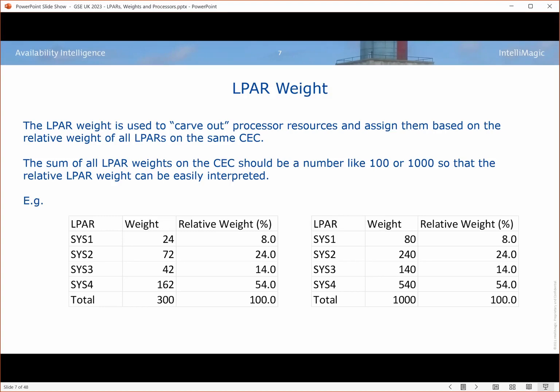So the LPAR weight number is really used just to work out the relative amount. You can see on the left-hand side, we have weights defined in the second column, and the total weight is 300. The relative weight I've calculated. So for LPAR CIS1, the relative weight is 8%. I find it easier if the numbers you use in your definitions are actually a factor of 10 or 100. Then you can understand the relative weight by what you're typing in. That's just a recommendation to make life easier.